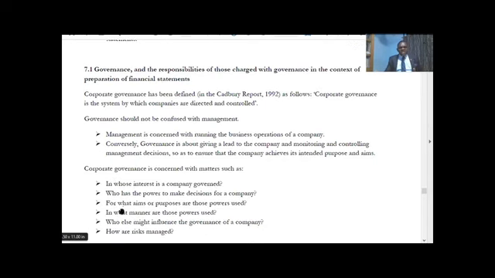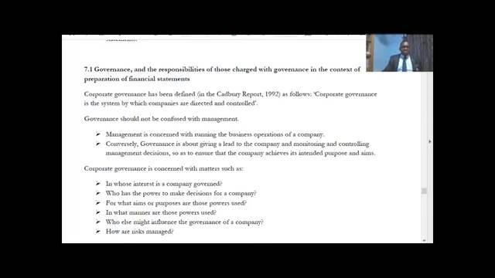Great. Now, corporate governance is concerned with matters such as: in whose interest is a company governed? Who has the power to make decisions for a company? For what aims or purposes are those powers used? In what manner are those powers used? Who else might influence the governance of a company? And how are risks managed? So these are some of the matters that are dealt with under corporate governance.